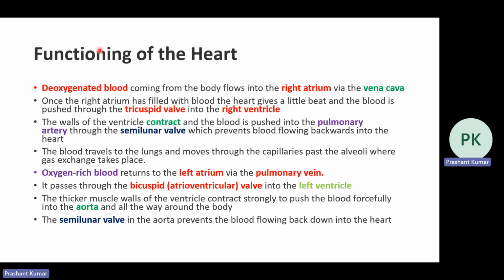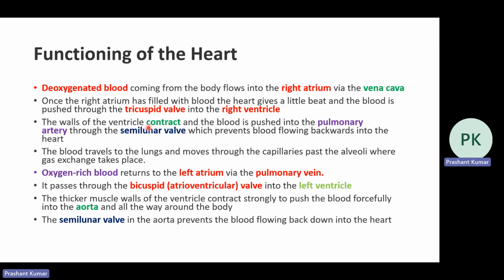What is the function of the heart? How does the heart function? First of all, the deoxygenated blood is coming from each and every part of the body into the right atrium through a separate blood vessel called vena cava. It's a vein. Once the right atrium has filled with blood, the heart gives a little beat and the blood is pushed through the tricuspid valve into the right ventricle. That means blood is going down now.